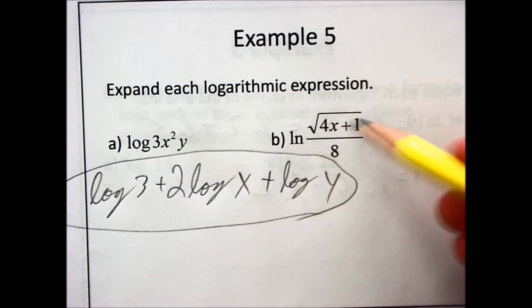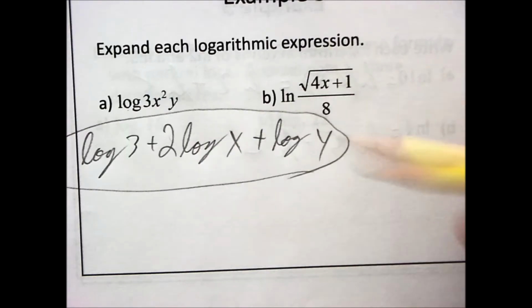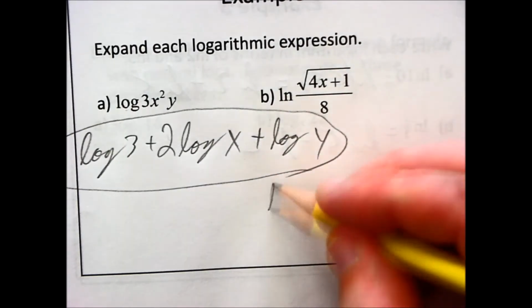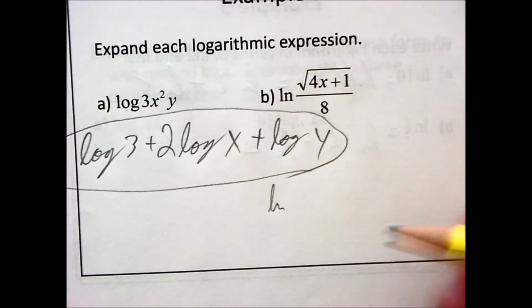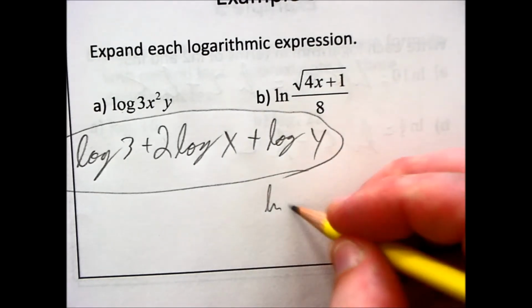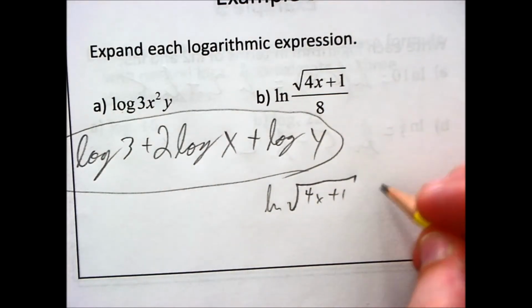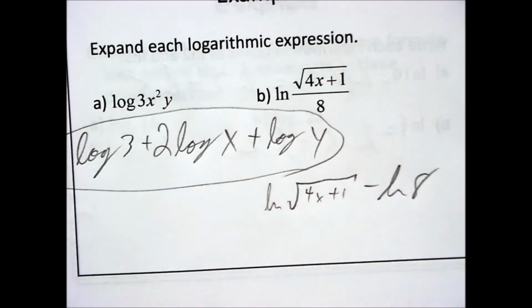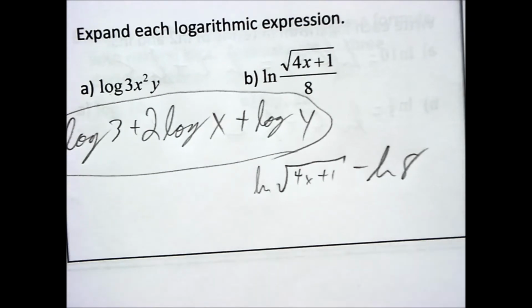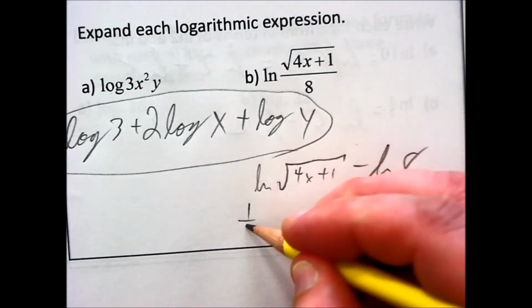For ln of square root of 4x plus 1 over 8, there, instead of adding, you subtract. So I have ln. How many pieces, how many ln's am I going to have? Just 2. I'm going to have ln of the top minus ln of the bottom. But I do actually need to get any exponents out of there. And I do have an exponent. What exponent do I have? 1/2. So I'm going to realize that that's raised to the 1/2, and I'm going to put that out front.